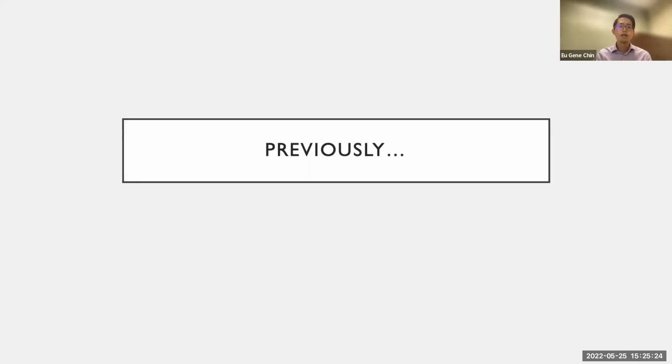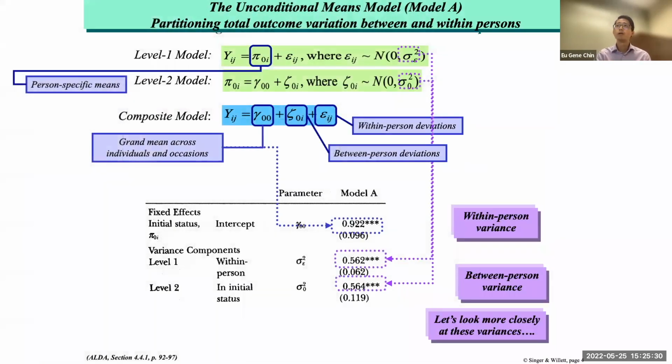So let's briefly review what we did in the previous video when we were fitting an unconditional means model. With the unconditional means model, we want to partition the total amount of variation in alcohol use scores into between person variance and within person variance. And to do this is very simple.